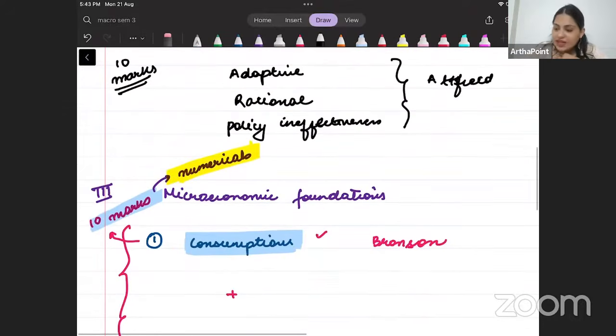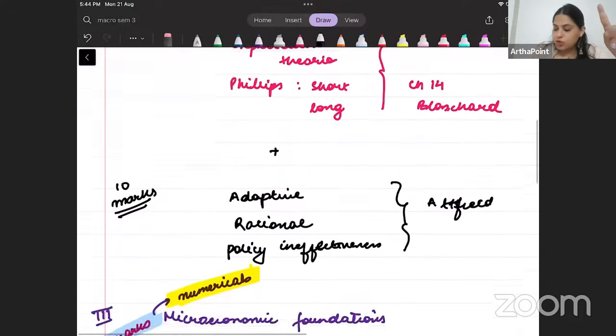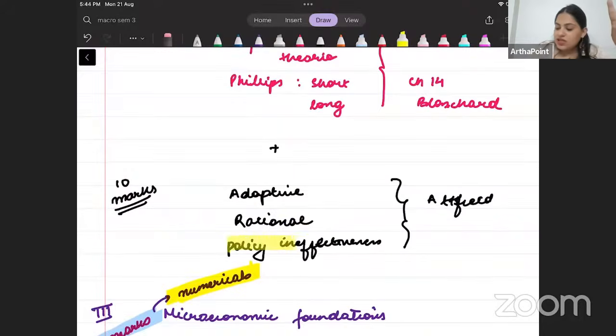So I can tell you easily right away that there will be definitely 1 question based out of policy ineffectiveness. Ye definitely exam mein aayega hi aayega. We know this for sure. So इससे related हमें दोनों 5 marks and 10 marks written में practice करने हैं.